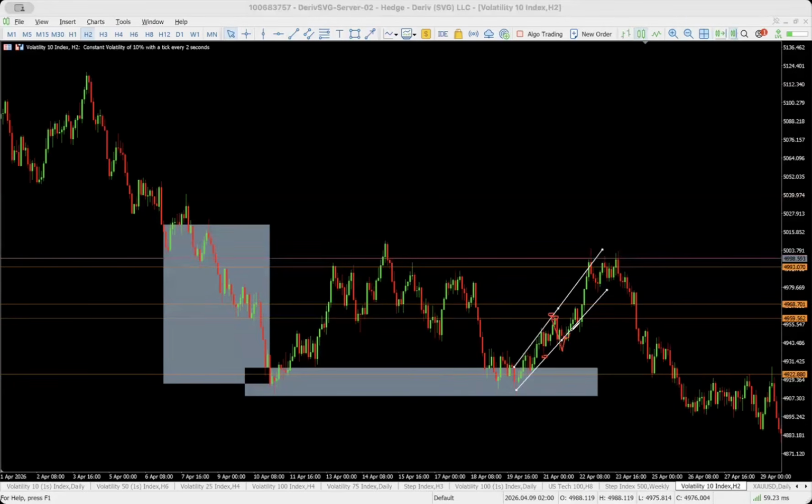Okay, so I'll now show you a live trade that I took with this very same strategy. Very simple.